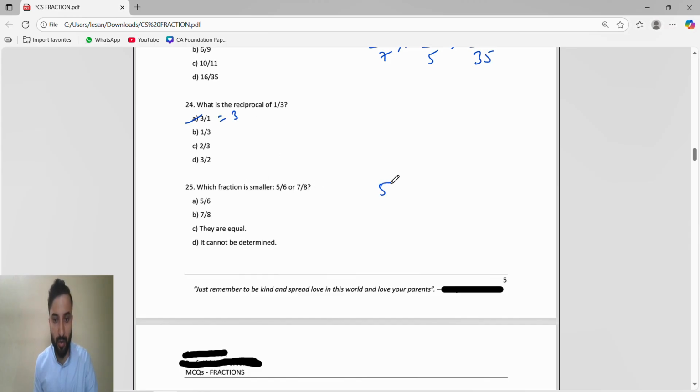Which fraction is smaller, 5 by 6 or 7 by 8? So it will get 0.50. 50 means 8 sixes are 48. Okay, 2 remaining, point means 20, 6 threes are 18, 0.83. Let's see this, 0.70. So 8 eights are 64, 8 nines are 72, 8 eights are 64. 6 will be remaining, 60. 60 means 8 sevens are 56, 0.87. Which is smaller? 5 by 6 is smaller.